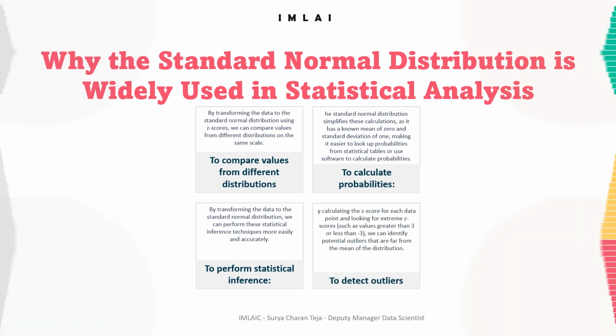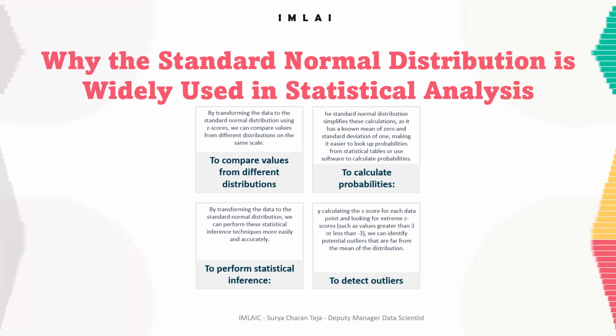And the final one, but a very important one, is to detect outliers. By calculating the Z score for each data point and looking for extreme Z scores, such as values which are greater than 3 or less than -3, we can identify potential outliers that are far from the mean of the distribution.